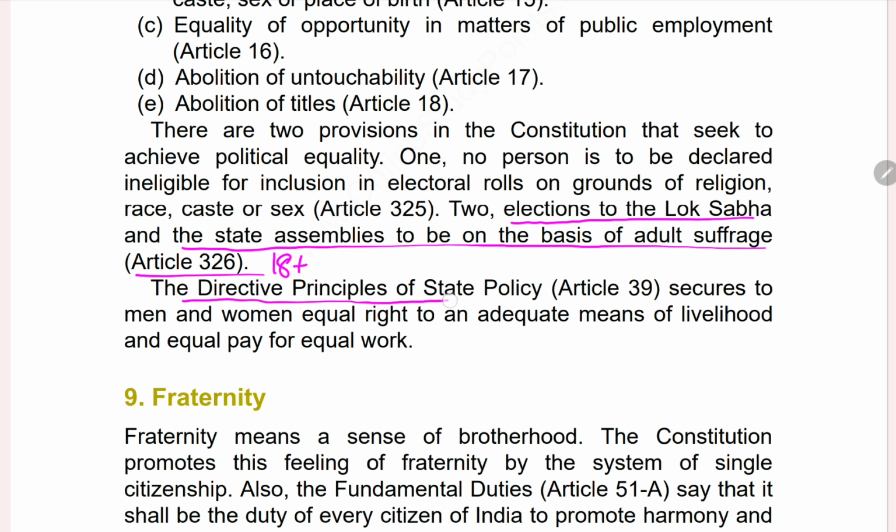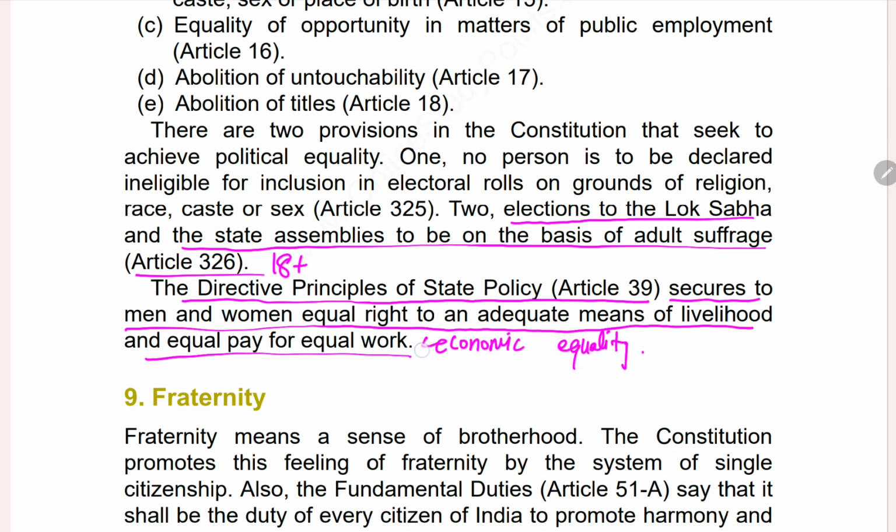Then the Directive Principle of State Policy, Article 39, secures to men and women equal right to an adequate means of livelihood and equal pay for equal work. We have seen there are three types of equality: civic, political, and the third one is economic. So this is called economic equality. That is mentioned in Article 39, and it secures to men and women equal right to an adequate means of livelihood and equal pay for equal work.